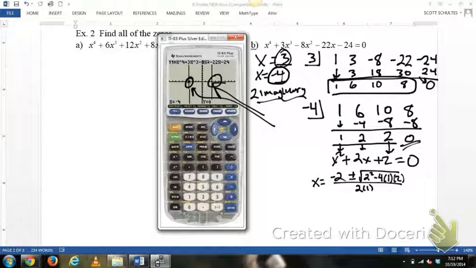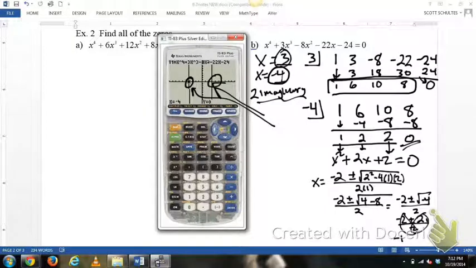So let's simplify. I get negative 2. You can hear my baby getting ready for her bath. I apologize. 2 squared is 4. And then 4 times 1 times 2 is going to be a negative 8. And that's all over 2. So I end up with negative 2 plus or minus the square root of negative 4 over 2. That's negative 2 plus or minus 2i all over 2. Now I can divide each of these by 2. So negative 2 divided by 2 is negative 1. 2i divided by 2 is i, so I get negative 1 plus or minus i.